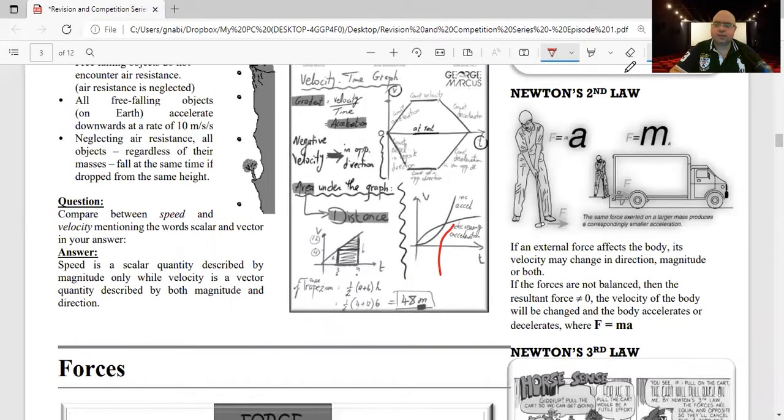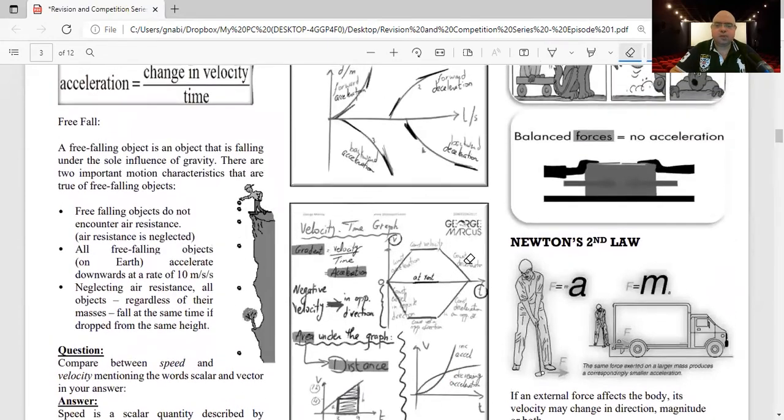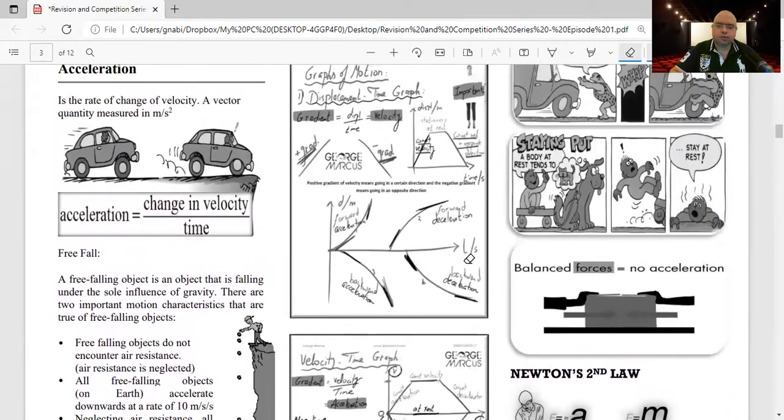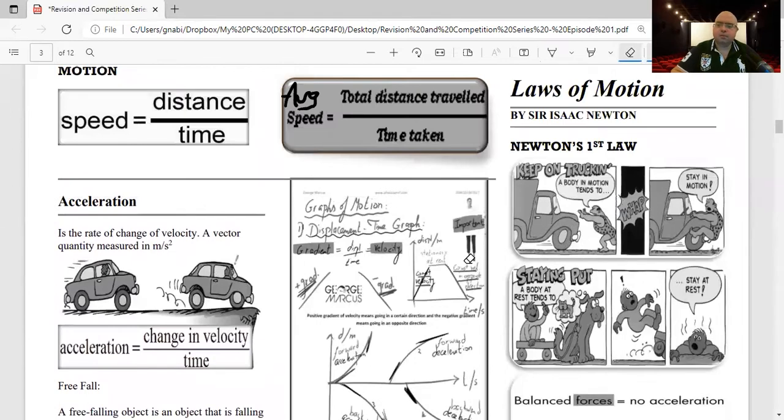Now, when I come to discuss chapter 3, what is it? Yes, chapter 3 is forces. To understand forces, we need to understand Newton's laws. How many laws of motion do we have? We have 3. And the first 2 are the important ones.